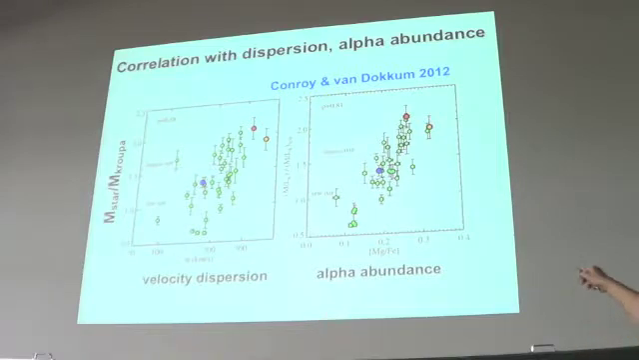So actually it's interesting that the strongest correlation they found wasn't with the dispersion, but it was with alpha abundance. So this is telling you about the time scale of the star formation.